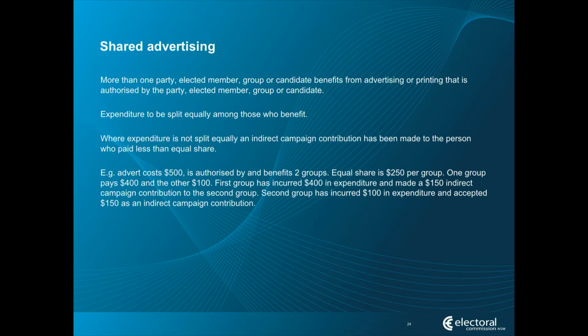For example, if the publishing of an advert costs $500 and it is authorised by and benefits two groups, then the equal share per group is $250. If one group pays $400 and the other $100, then the first group has incurred $400 in electoral expenditure and made a $150 indirect campaign contribution to the second group. The second group has incurred $100 in electoral expenditure and accepted $150 as an indirect campaign contribution. Indirect campaign contributions are political donations.